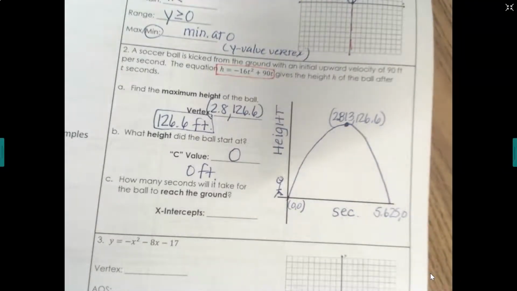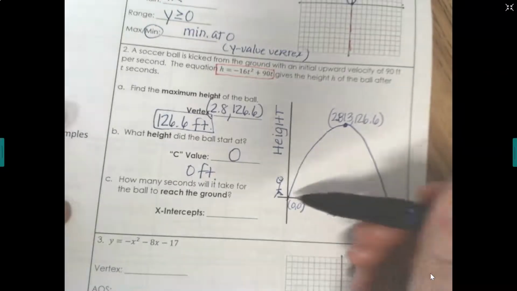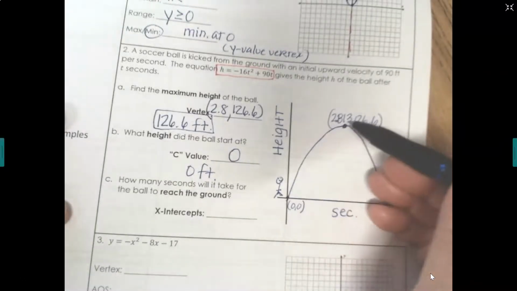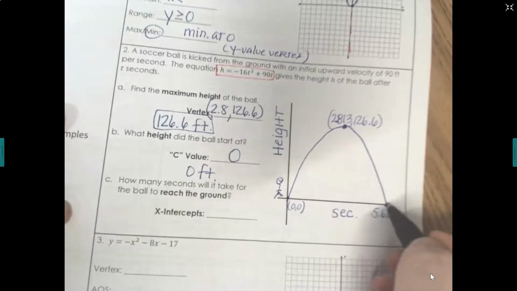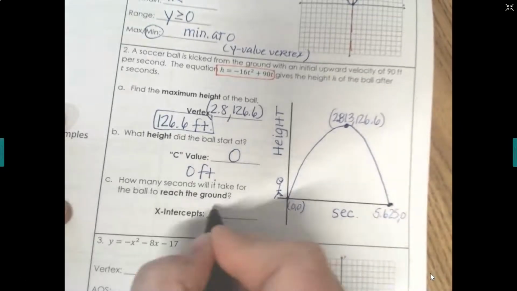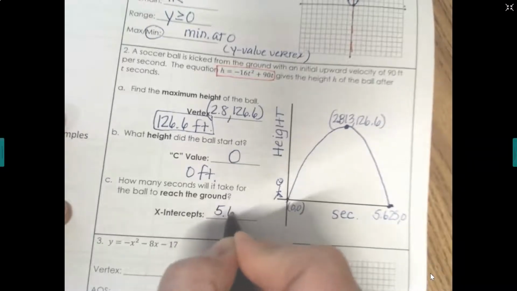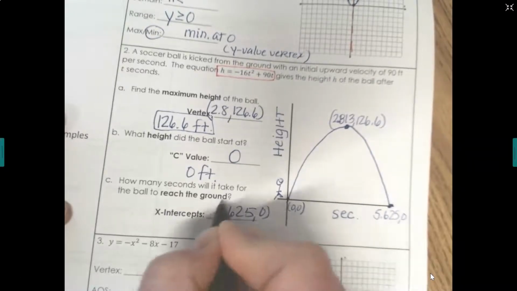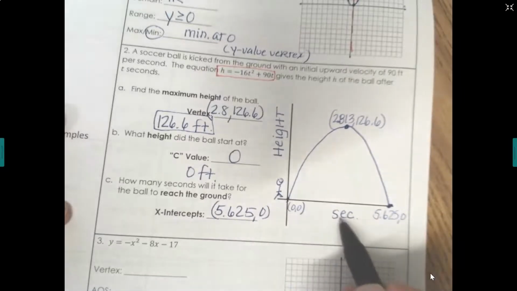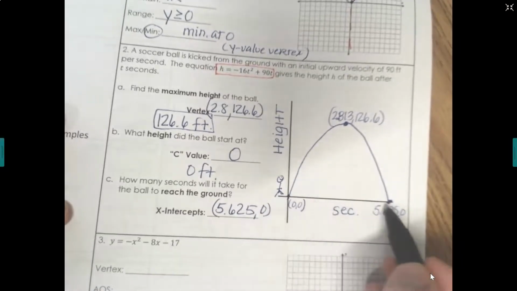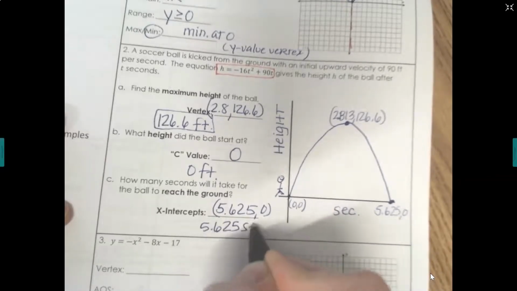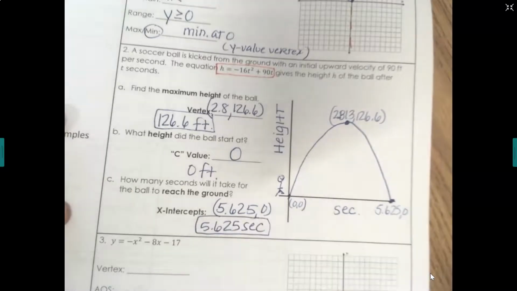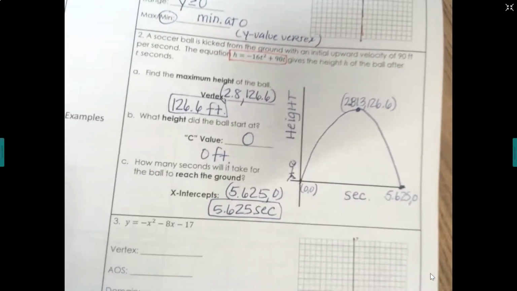Now, how many seconds will it take for the ball to reach the ground? So it's starting at the ground. It's going to go up and come back down. It's going to hit the ground again. So they're wanting to know, how long did it take to get here? Well, we've already labeled this X-intercept. (5.625, 0) is the name of the X-intercept. But remember, our X values are in seconds, so that's how long it took. It took 5.625 seconds for the ball to go up and hit the ground again. All right, so that's just the first time we've done that.